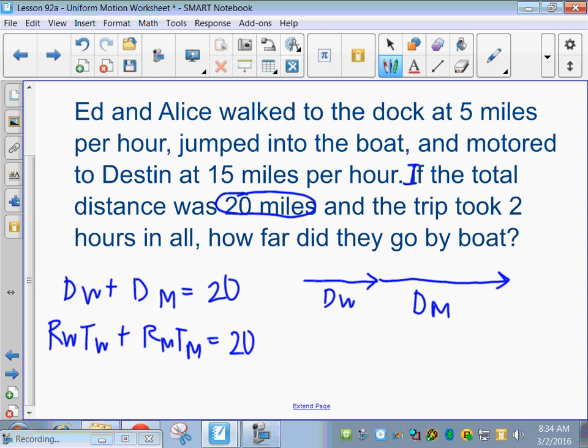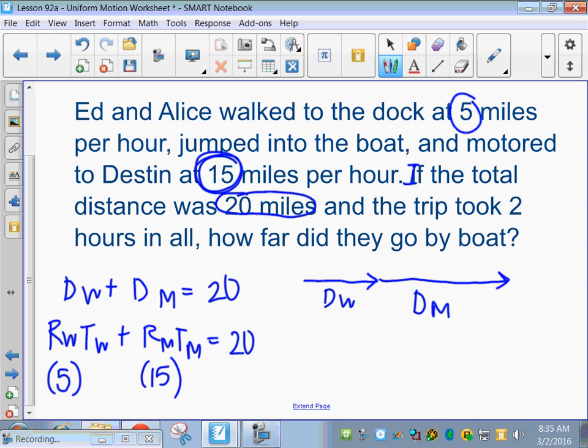So Ed and Alice walked to the dock at 5 miles per hour. So somebody who hasn't participated yet, tell me where that goes. Ella? Good. So our rate walking is 5 miles per hour. Then we jumped into the boat and motored to Destin at 15 miles per hour. Somebody else tell me where the 15 goes. Evie? RM. Good. Okay. So total distance is 20 miles. The trip took 2 hours in all.